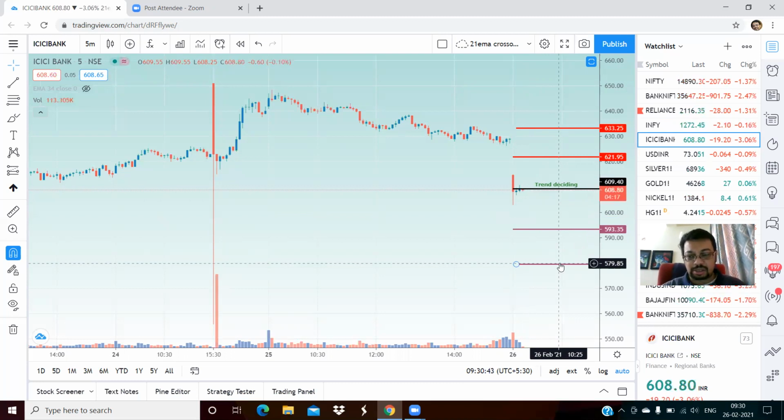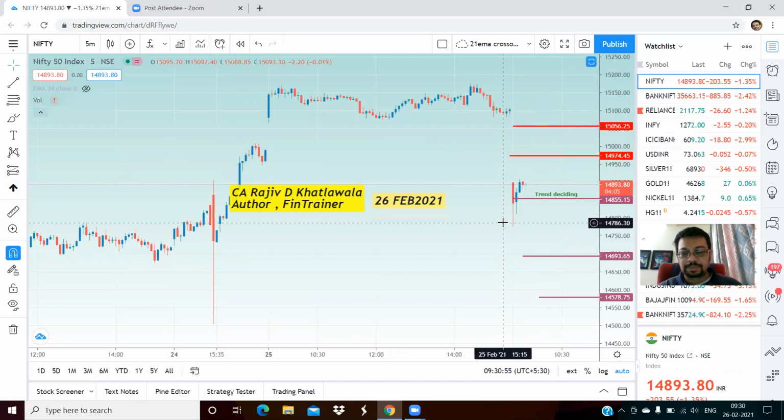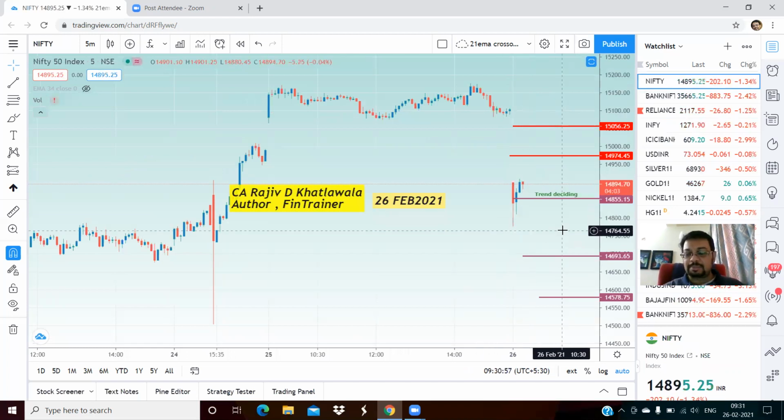If you remember, 3-4 days back I had taken HDFC Bank also, and that also was in a downtrending mode. So I hope these levels will guide you throughout the day, and I am sure you will have a good trading day.